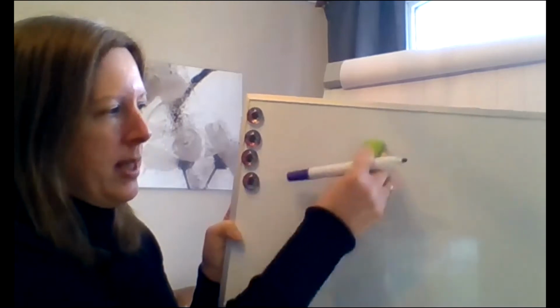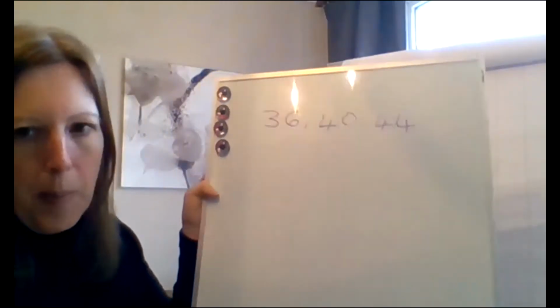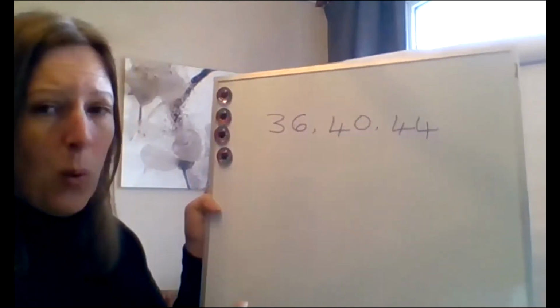And then the last question today that you have on your 5-a-day is a sequence. We have to look at the sequence, and then we've got to try and continue it. So the numbers that you've got in your sequence today are 36, 40, and 44. So we've got to think about how I am getting from this number to this number, and then from this number to this number. Depending on which times tables you are learning, you might recognize those numbers as being in a certain times table, but it's always good to check.